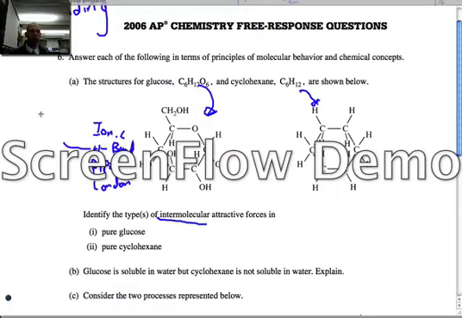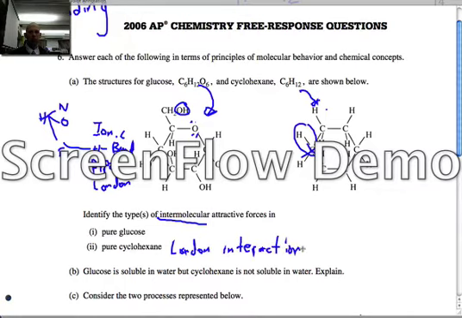With H bonding, we are going to see hydrogen connected to N, O, or F. So in this first one, here is an H bond, and there should be lone pairs on this oxygen here. So this thing is definitely polar with H bonding. And in cyclohexane, I see no lone pairs, and I do see H's, but they're attached to carbon. That's not an H bond. So it's non-polar, and that's going to be only London interactions. And pure glucose is going to have hydrogen bonding.